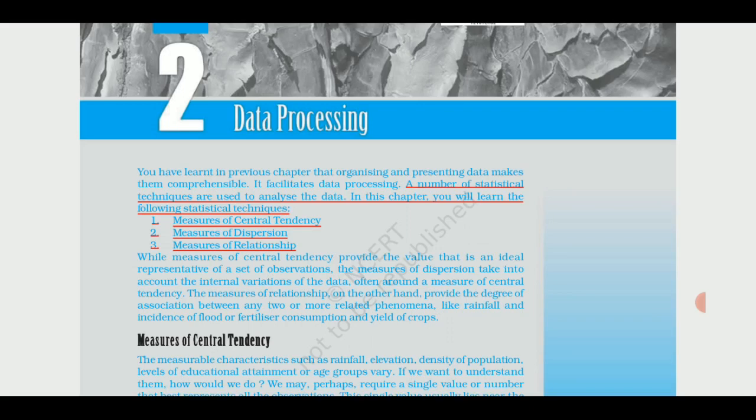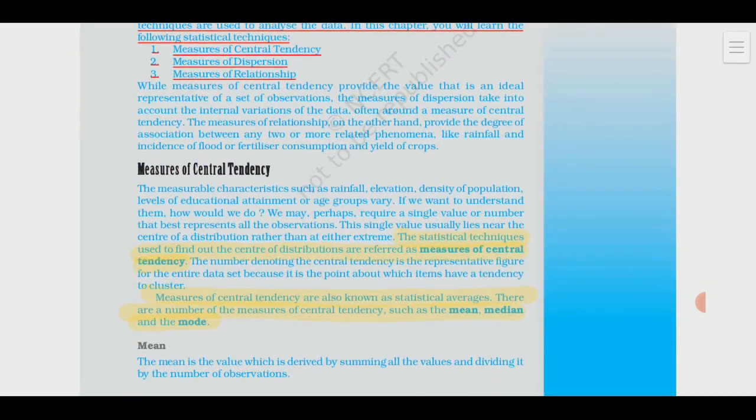You have already learned in the previous chapter how to represent the data. So what is the significance of presenting data in a statistical or tabulated form? Now today we will talk about the methods of the measures of central tendency. Under this, three types of methods are coming.